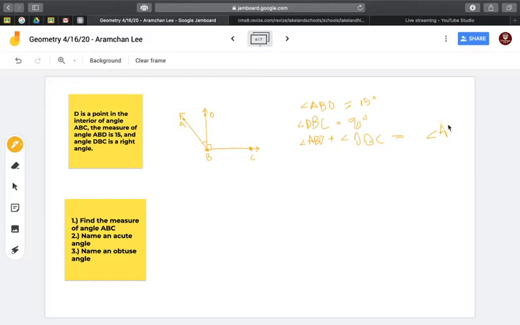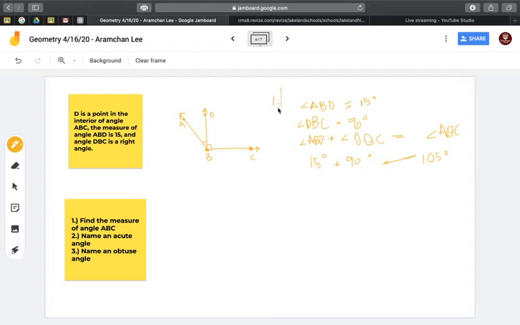My mouse is lagging again. So just plugging in the values, 15 degrees plus 90 degrees equals 105 degrees. So that was number one.